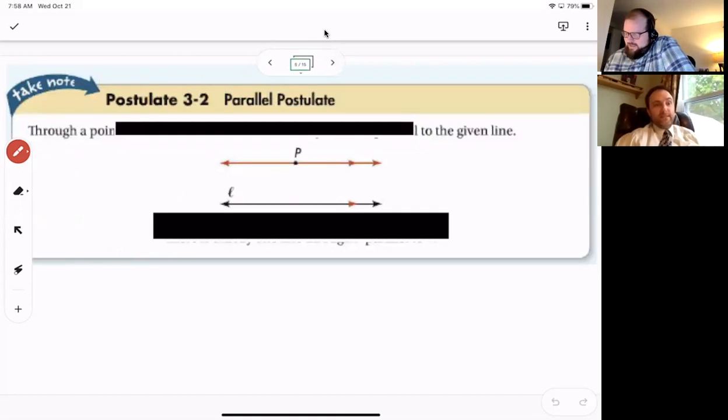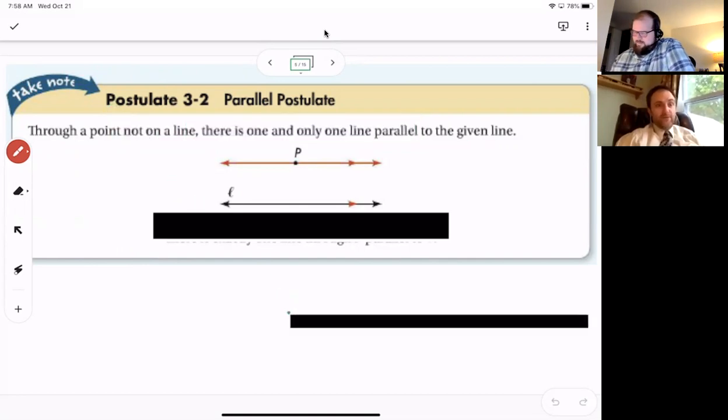There's a lot of black space here. So through a point to a given line. Well, that looks like they have parallel lines, right? It does. There's a point floating up here. So I want to see what's under this one. Now I can see it. Okay. Through a point not on a line, there is one and only one line parallel to the given line.